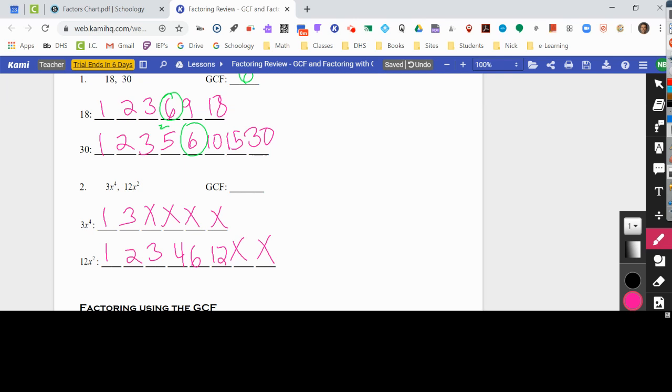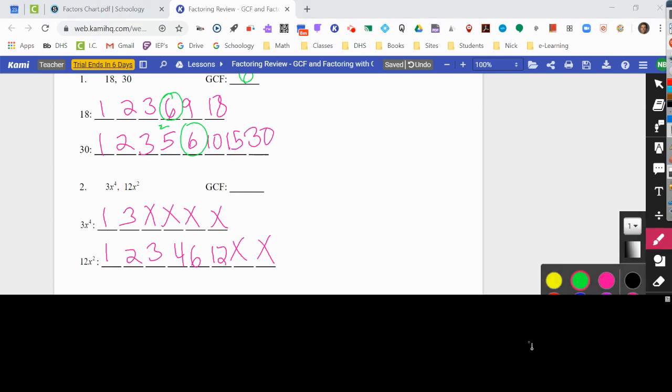Now this is the part where it will be helpful to circle your greatest common factors, okay? So we look at the numbers. We have 1s and we have 3s in common, so that means that 3 is the greatest number in common.